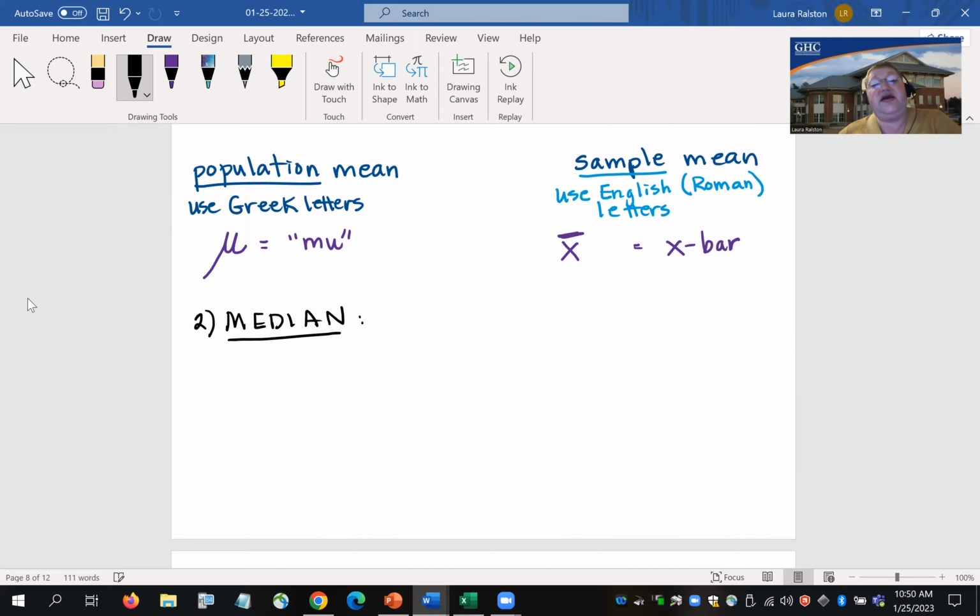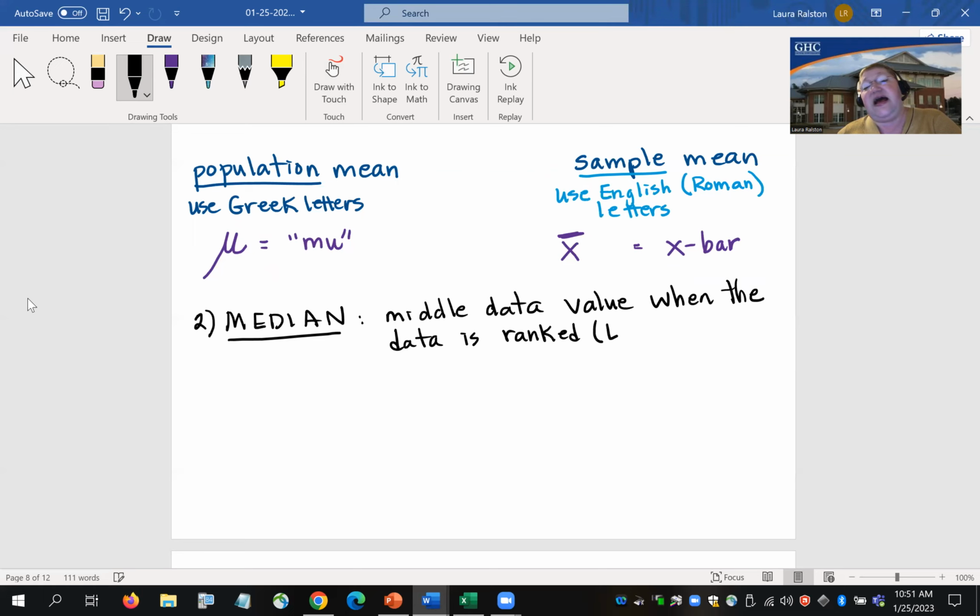The median is the middle data value when the data is ranked. When the data is put in order from low to high or high to low, the median is the middle. In my mind, I always think about the median of a road, and typically the median of a road is in the middle.